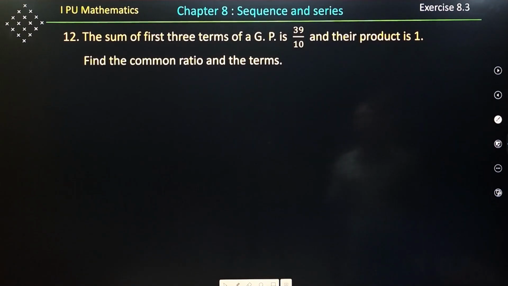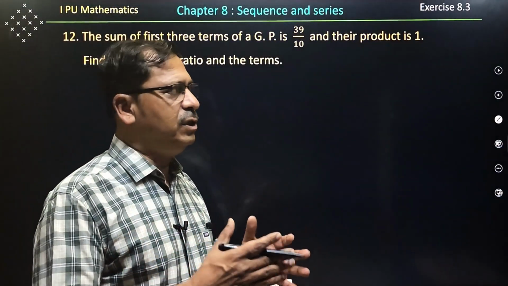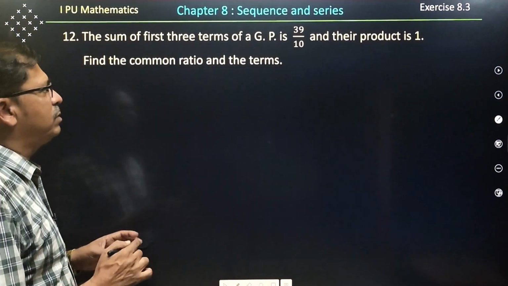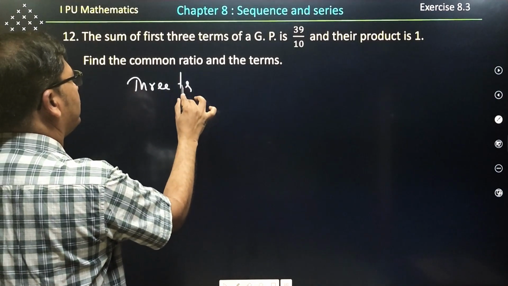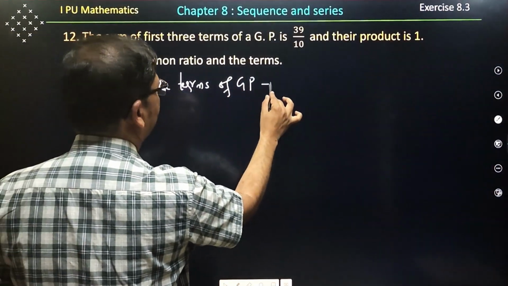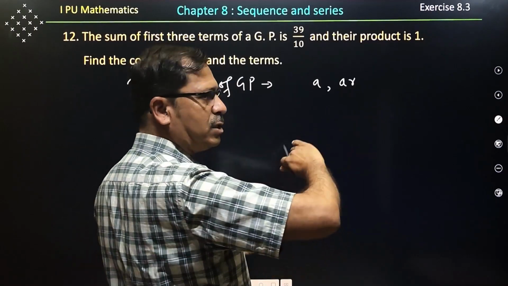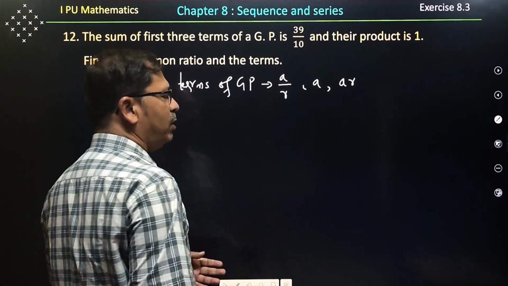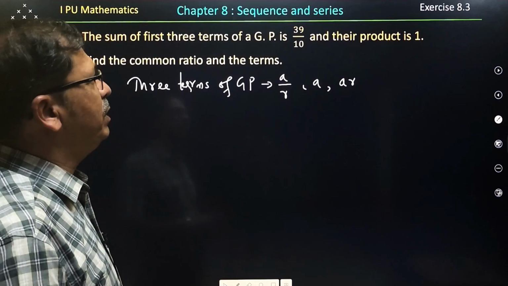See students, when the problem appears on the sum of the first 3 terms, you need to take the 3 terms of the GP in this manner. If you take the middle term as A, the next term is AR. To get the next term, you need to multiply by the common ratio. To get the previous term, you need to divide by the common ratio. A by R, A and then AR. So these are the 3 terms of the GP here.